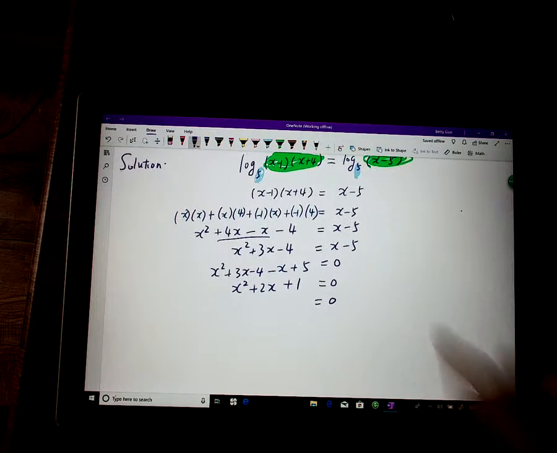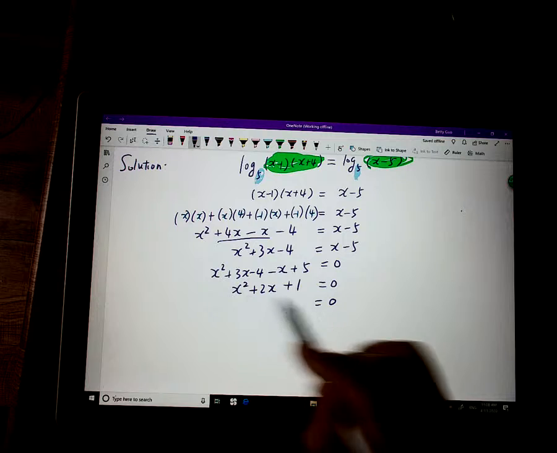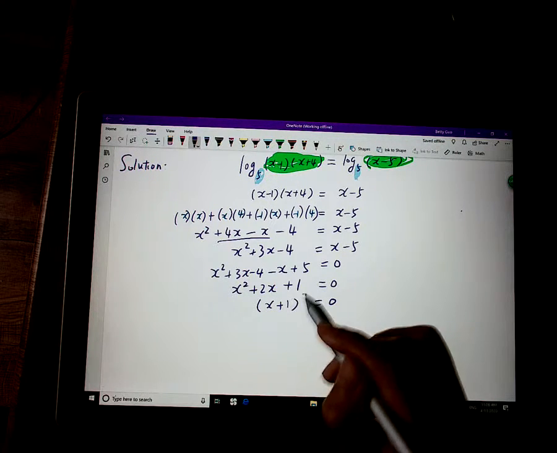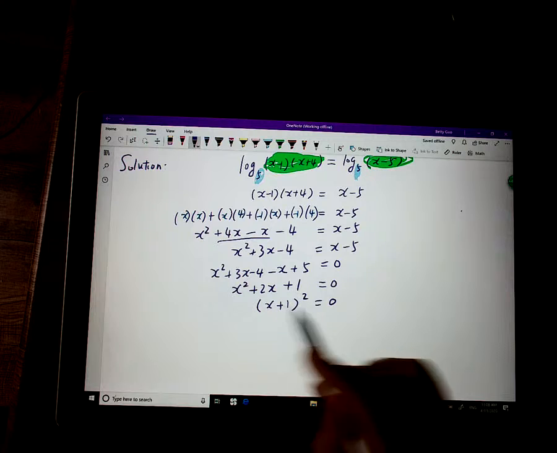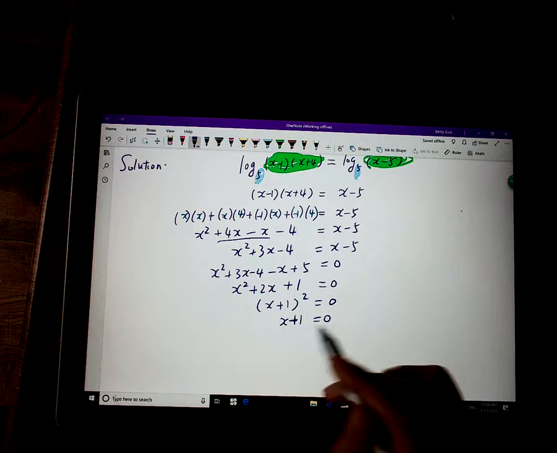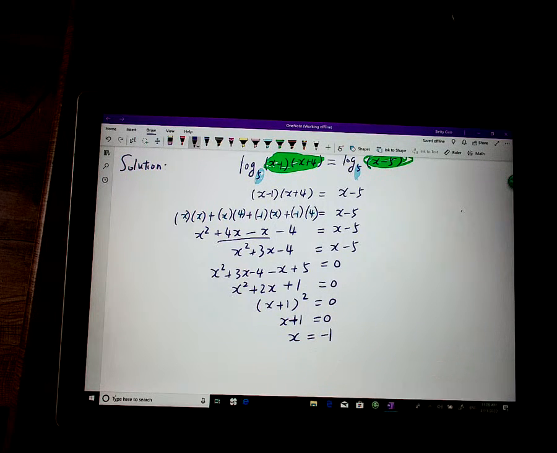Okay, so let's solve this quadratic equation. On the left, the trinomial actually is a perfect square. It is x plus 1 to the power of 2. If a perfect square equals 0, the base must be 0. The base is x plus 1. x plus 1 equals 0 gives us x equals negative 1.